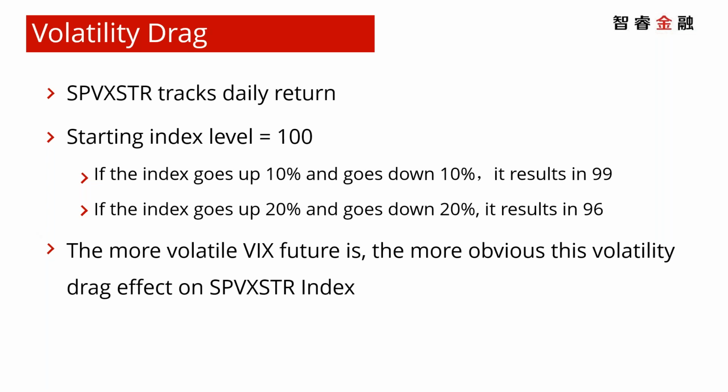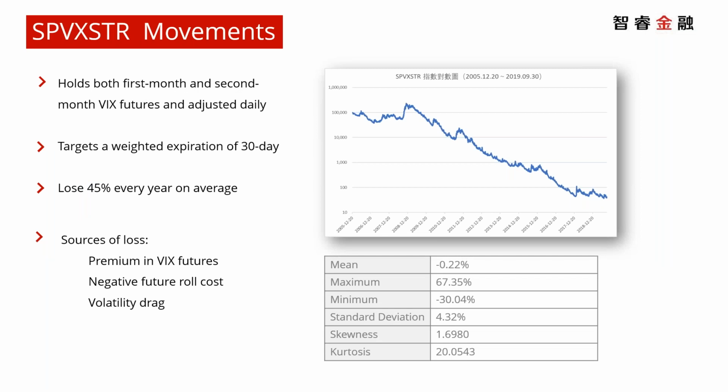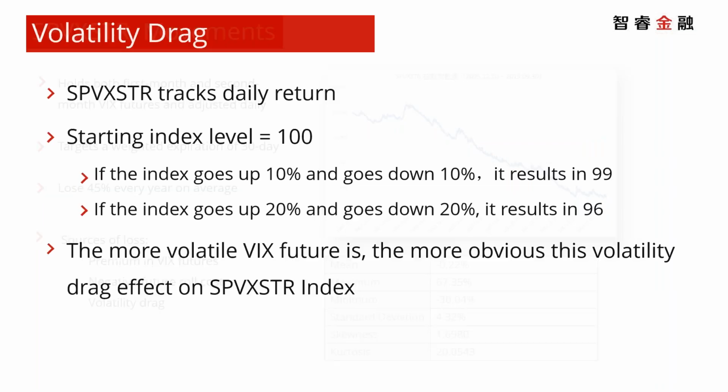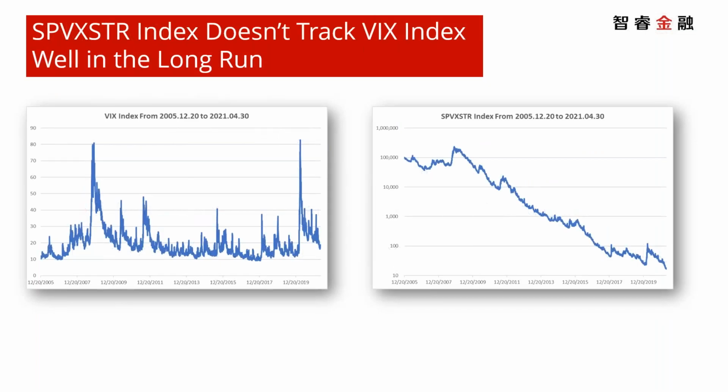So in the long run, this index just goes down. And as the VIX future, a VXX ETF tracks this index, so over the long run, that's the reason why it loses almost 45% each year. And it is not a good idea to take a long-term position in those VIX futures.